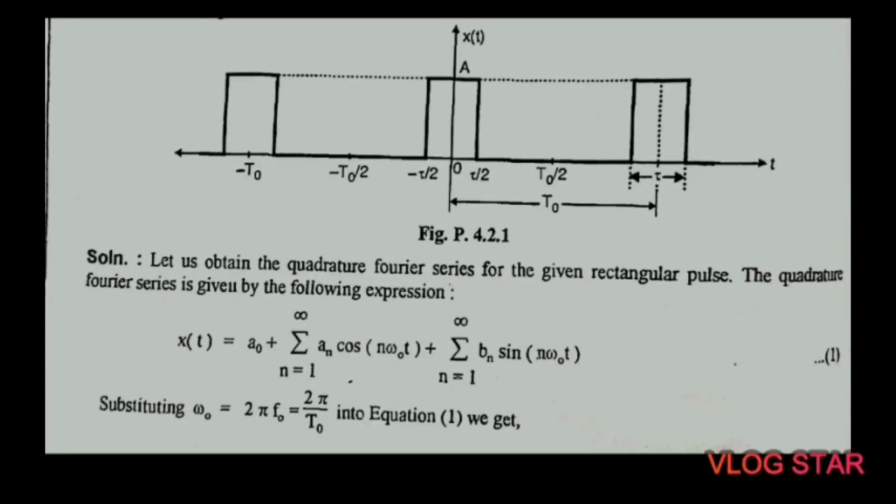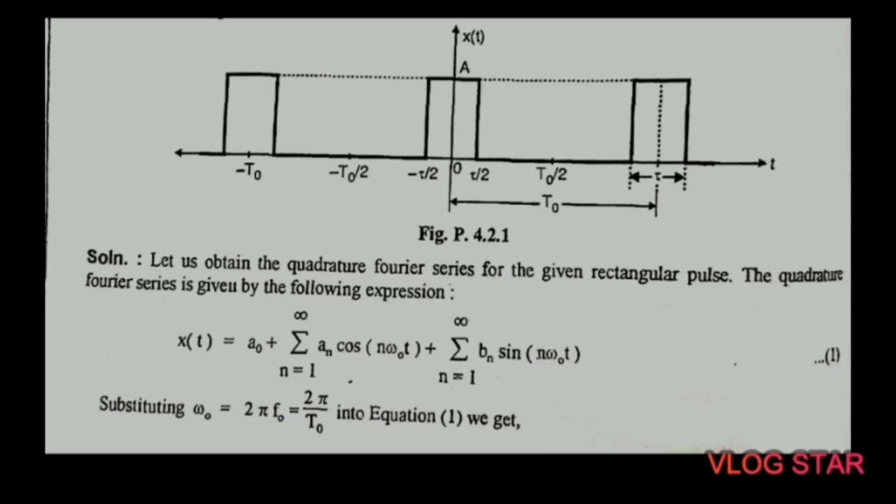In today's video lecture, we will study how to solve numericals based on Fourier series. So let's start with the first question: obtain the quadrature Fourier series for the rectangular pulse train shown in the figure. So let us obtain the quadrature Fourier series for the given rectangular pulse.